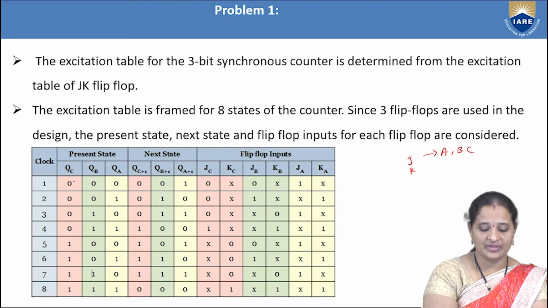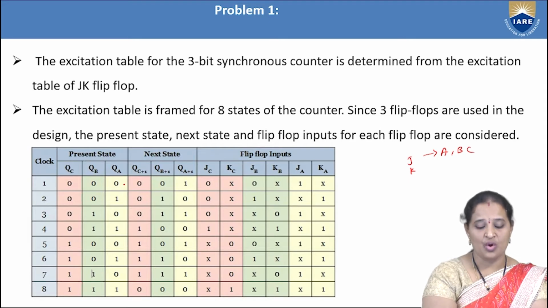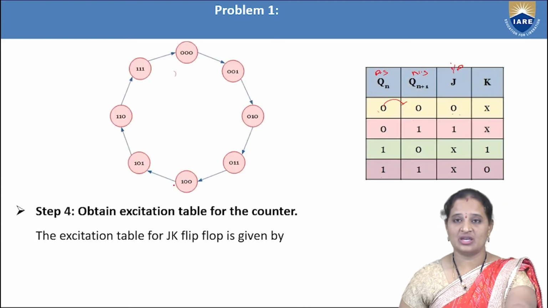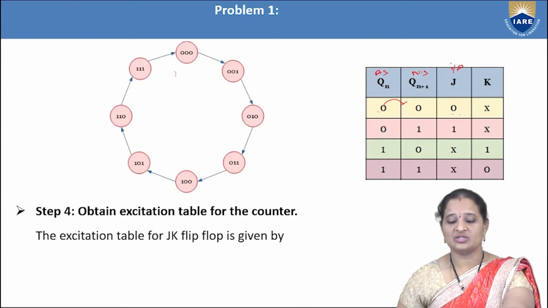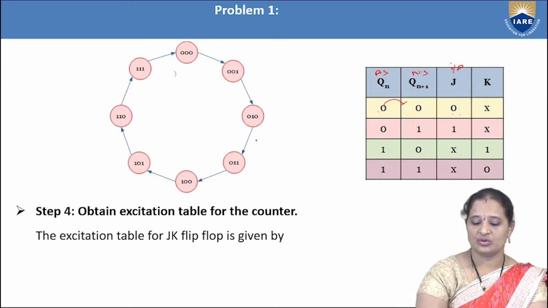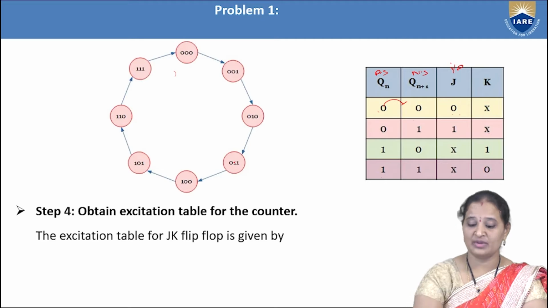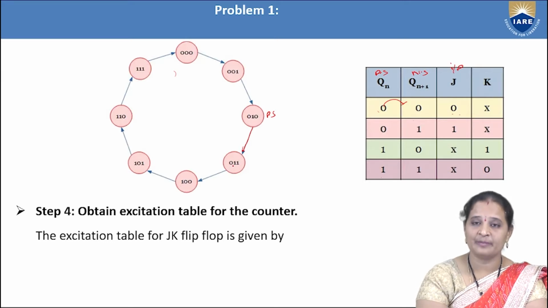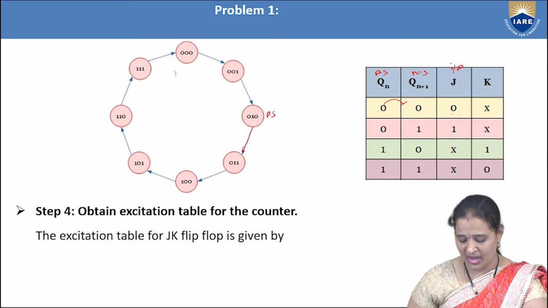So as we know from the counter state diagram, initially the counter is in the state 0, 0, 0. When I apply the clock pulse, it will go to the next state, which is 0, 0, 1. Just go through the state diagram here: from 0, 0, 0 to 0, 0, 1, we have a transition; from 0, 0, 1 to 0, 1, 0; next 0, 1, 0 to 0, 1, 1. That means if the present state is 0, 1, 0 and I apply the clock pulse, the next state should definitely be 0, 1, 1, because it is an up counter. The count has to be incremented by 1.